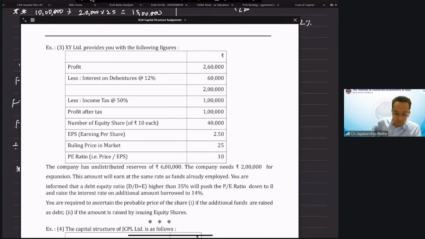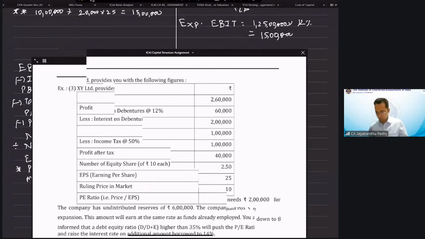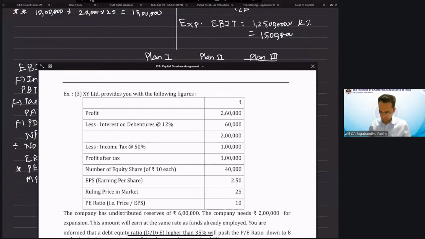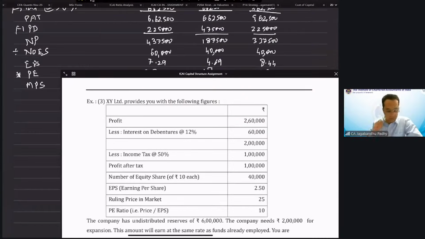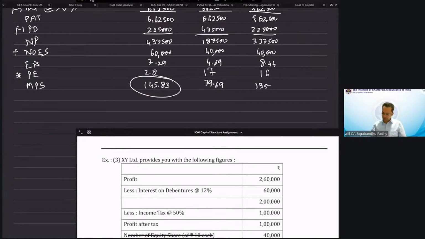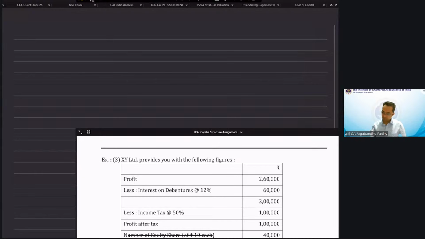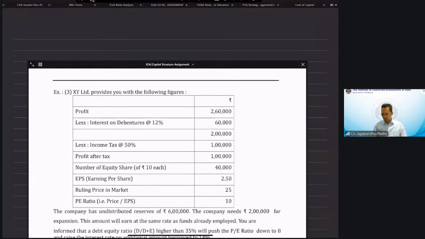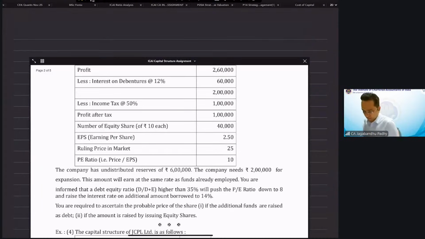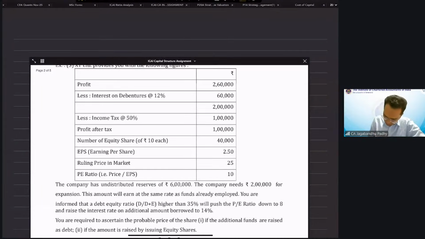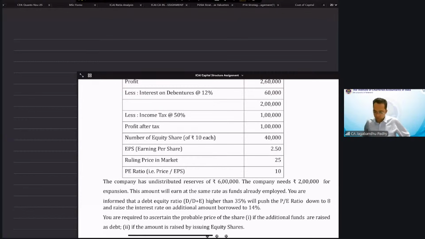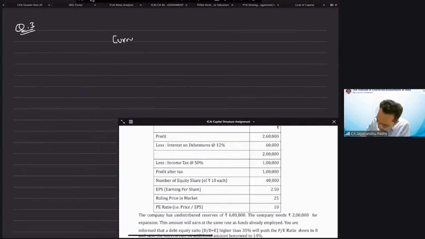Okay, so did we get it? We've got two plans over here, right, guys? The first plan is by raising debt, and the second plan is by issuing equity shares. Look at the question 3 solution.